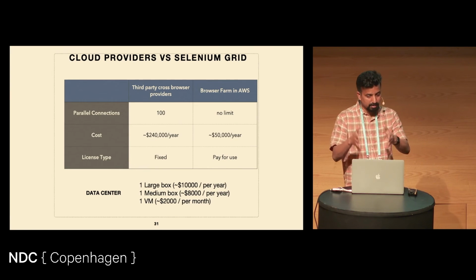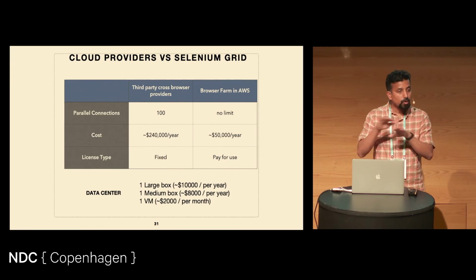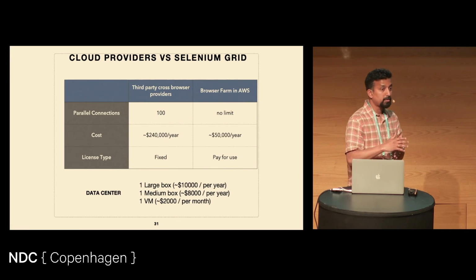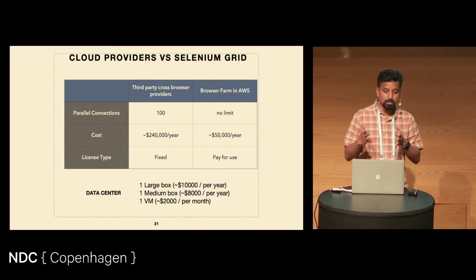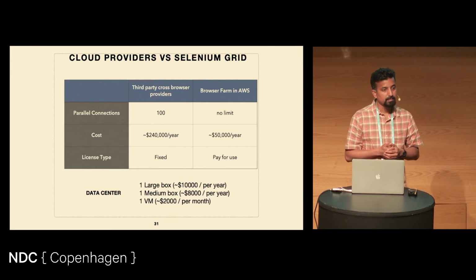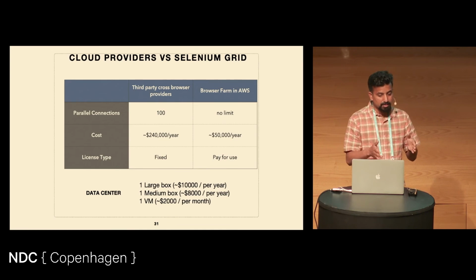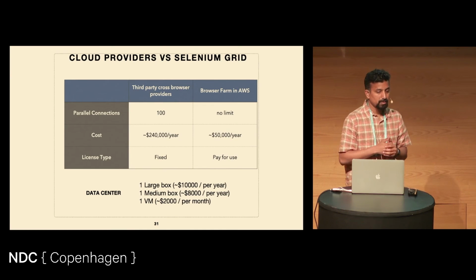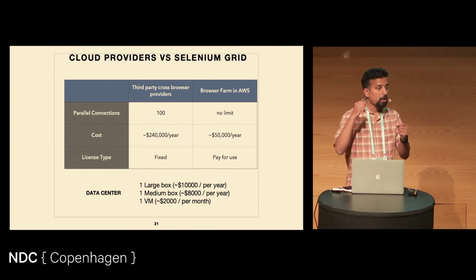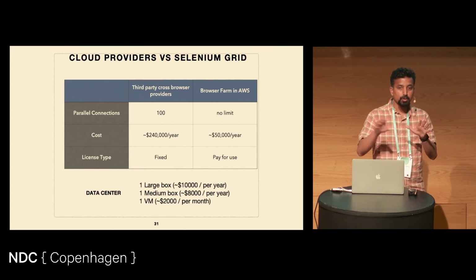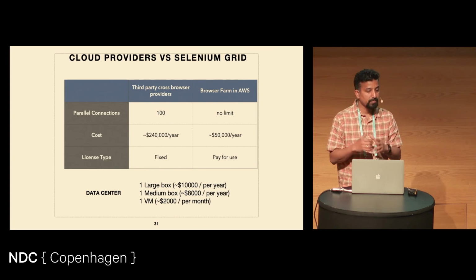If you use Kubernetes and this solution, there is no limit of 100. You can even run 1,000 cases across your organization. And it costs you like $50,000. The license type is fixed, and here it is pay for use, right? It's mainly because we are using spot instances. We are only using them when we need them. We destroy and give the resource back. So it's more cost effective.